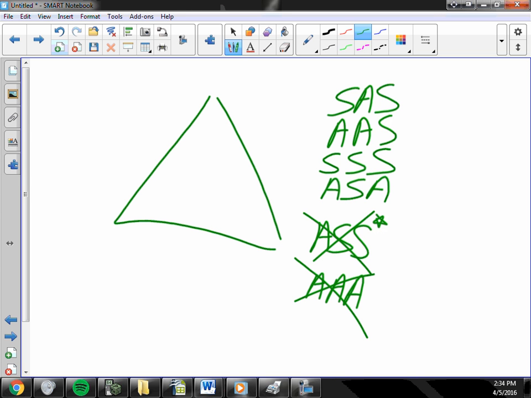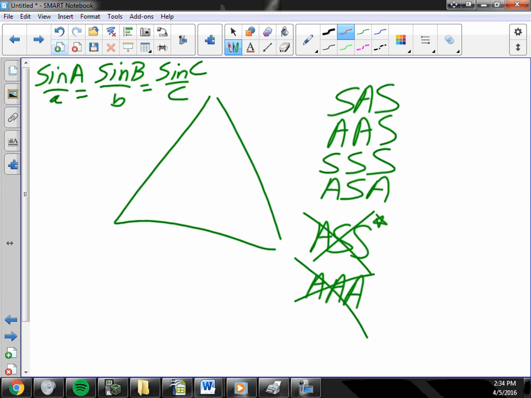So let's consider each of these and see if the law of sines is enough information for these to work. The law of sines says the sine of A over a is equal to the sine of B over b, which is equal to the sine of C over c. And really, you only have to use two of these. You can either do this one and this one, or you can do the B and the C together. It doesn't matter. Two of those three get plugged into the equation.